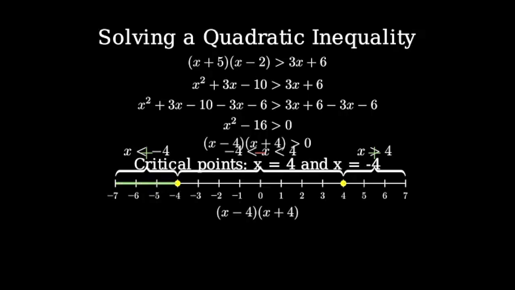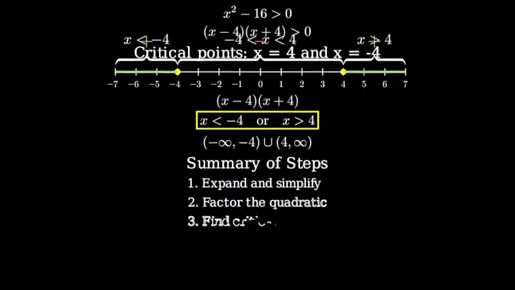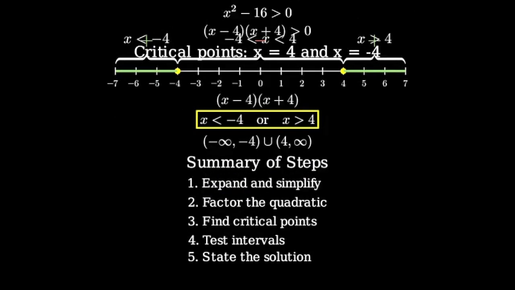We want the expression to be greater than 0, so we are interested in the intervals where the product is positive. Therefore, the inequality holds true when x is less than −4 or when x is greater than 4. This is our final solution. In summary, we expanded the inequality, simplified it, factored the quadratic expression, found the critical points, and used a number line to determine the intervals that satisfy the inequality.